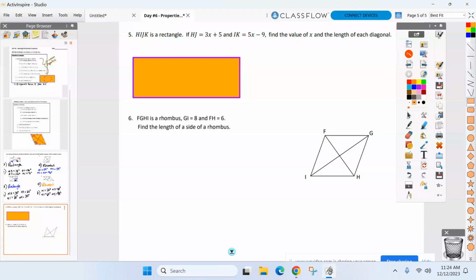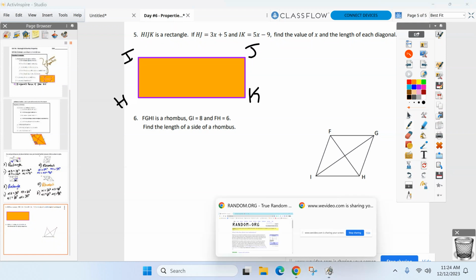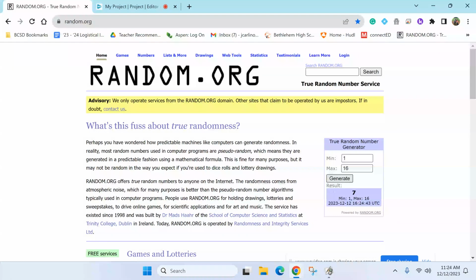All right, so clockwise or counterclockwise. H, I, J, K. And in this problem, we're looking at H, J, and I, K, which are the diagonals. If you label this wrong, it's going to be your sides, and then you're like, what the heck do I do? So we're talking about the diagonals, 3x plus 5 and 5x minus 9. What do you know about the diagonals of a rectangle that's going to help me out here?